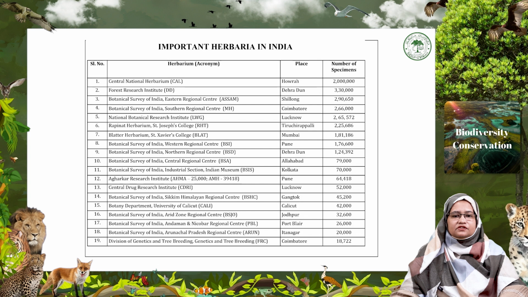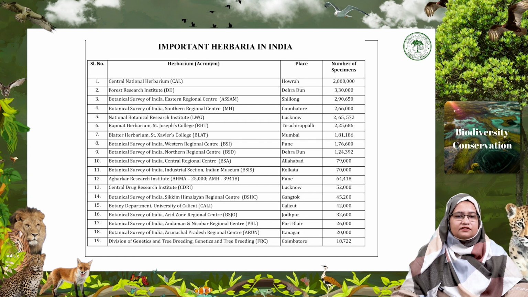Now moving towards the important herbaria in India. India also has significant herbaria such as the Central National Herbarium in Howrah, which has the maximum number of species, around 2 crore. Then the National Botanical Research Institute in Lucknow and the Forest Research Institute in Dehradun. These have a number of collections of plant flora. These collections are vital for studying internal flora, preserving biodiversity and supporting conservation efforts within the country.